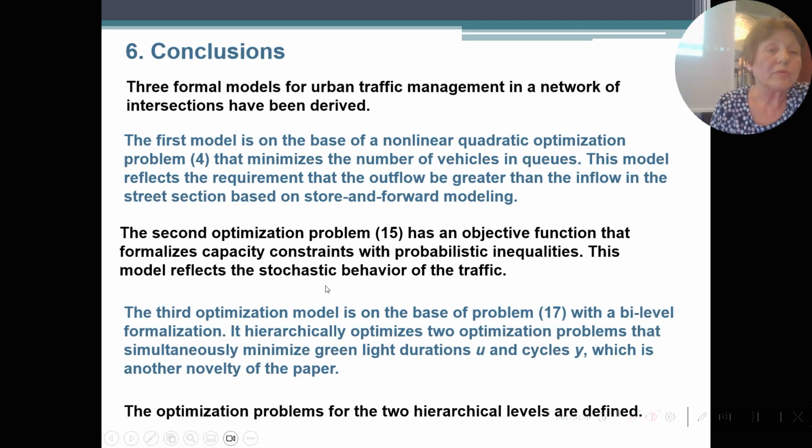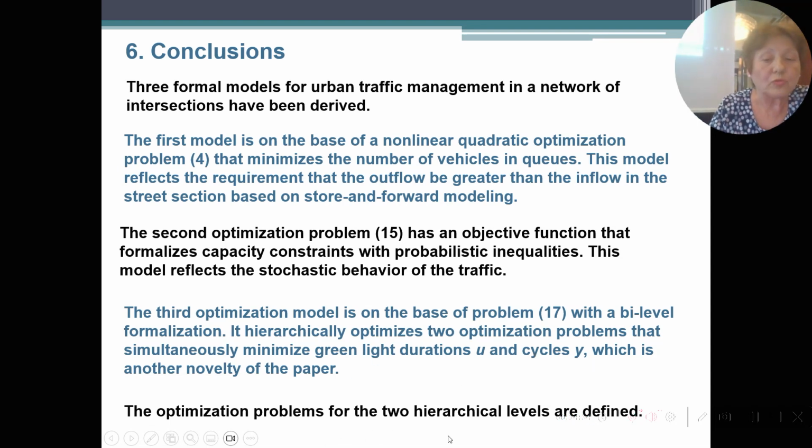In conclusion, three formal models for urban traffic management are developed. The first model is on the base of a nonlinear quadratic optimization problem that minimizes the number of vehicles in queues. The second optimization problem has an objective function that formalizes capacity constraints with probabilistic inequalities, and this model reflects the stochastic behavior of the traffic. The third optimization model is on the base of a bi-level hierarchical approach. It optimizes simultaneously two objective functions, minimizing the green light durations and cycles in all crossroads of the network.